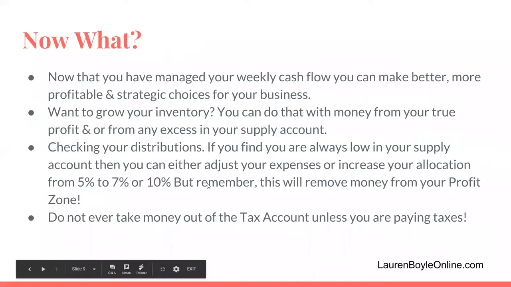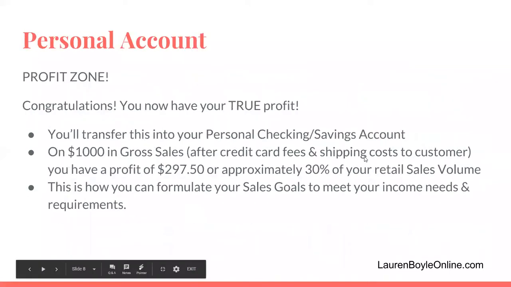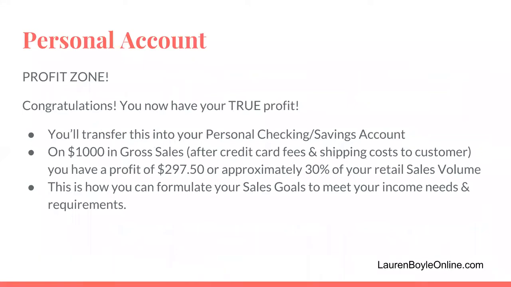Okay, next you have your personal account. So this is an account you probably already have. You can set up another account if you want, but you probably already have a personal checking or savings account, so use that one. This is your profit zone. So congratulations, you now have your true profit. You're going to transfer the rest of the money that's left over into your personal checking or savings account.